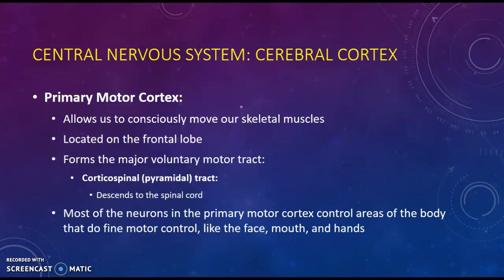Then we have our primary motor cortex. This is going to be where we interpret, or not really interpret, but decide what to do with our skeletal muscles. So it's located on the frontal lobe. It's right in front of the sensory cortex. And we have a lot of major motor tracts here, specifically the corticospinal tract that goes all the way down the spinal cord, so you're able to coordinate all of those skeletal muscle movements.